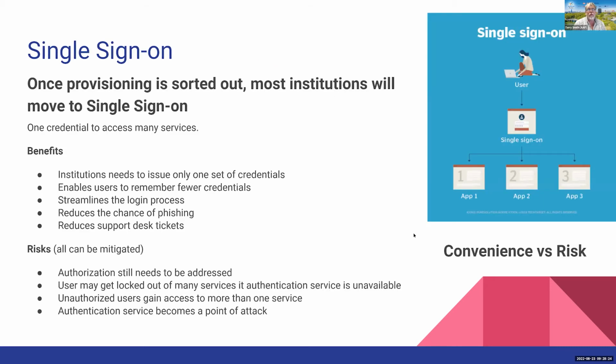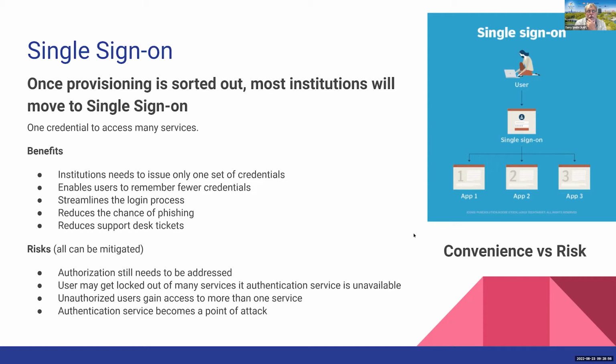That then leads us on to the single sign-on. So once provisioning is sorted out, most institutions will move on to single sign-on as their next major task. And as Brooke was saying, once you've solved one problem, there's another problem just lining up to be solved. So single sign-on generally is the next cab off the rank to be addressed. And here we're trying to set up for one credential to access many services.